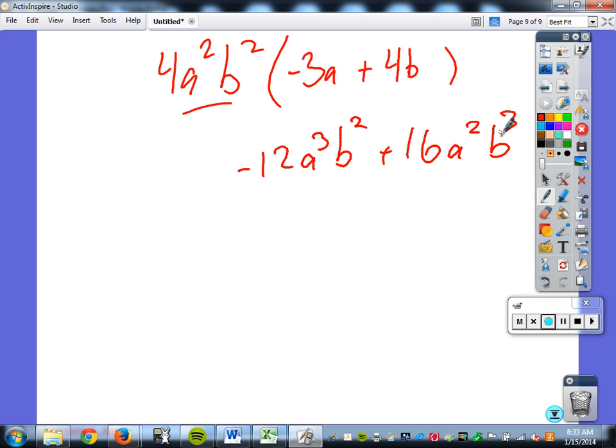Can I add those guys together? Are they like terms? No, I got an a cubed b squared. This guy's a squared b cubed. They're not the same, are they? So I can't add them. So this would be my answer.